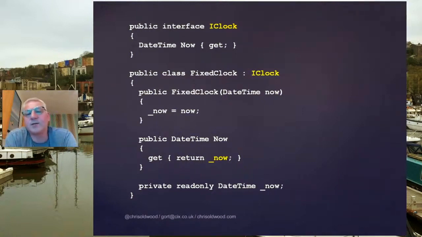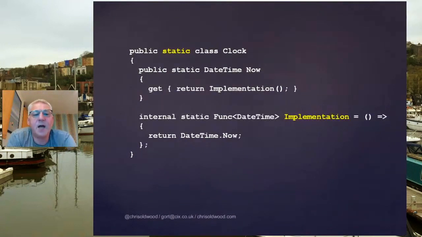So the IClock is the implementation that we'll pass around. In production code, it will be something that returns the current date and time, whereas for this particular case, it's a fixed clock, so it returns a fixed timestamp. And that now means that effectively, when I write the test, I fix the date and time.